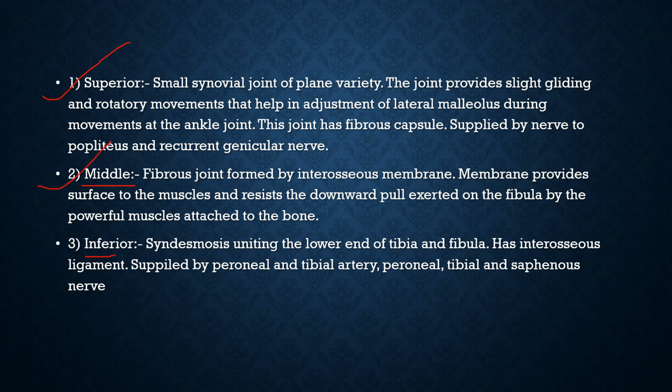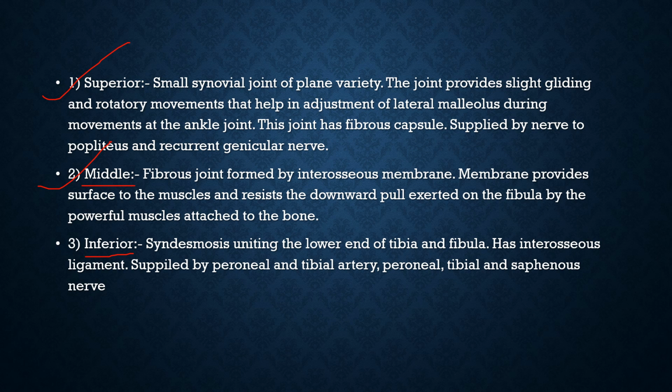Moving further now to the inferior. The inferior tibiofibular joint is a syndesmosis uniting the lower end of the tibia and fibula. The bony surfaces are connected by a very strong interosseous ligament, which forms a chief bond of union between the lower ends of these bones. The interosseous ligament is concealed both in front and behind by the anterior and posterior tibiofibular ligament, whose fibers are directed downwards and laterally. The posterior tibiofibular ligament is stronger than the anterior.